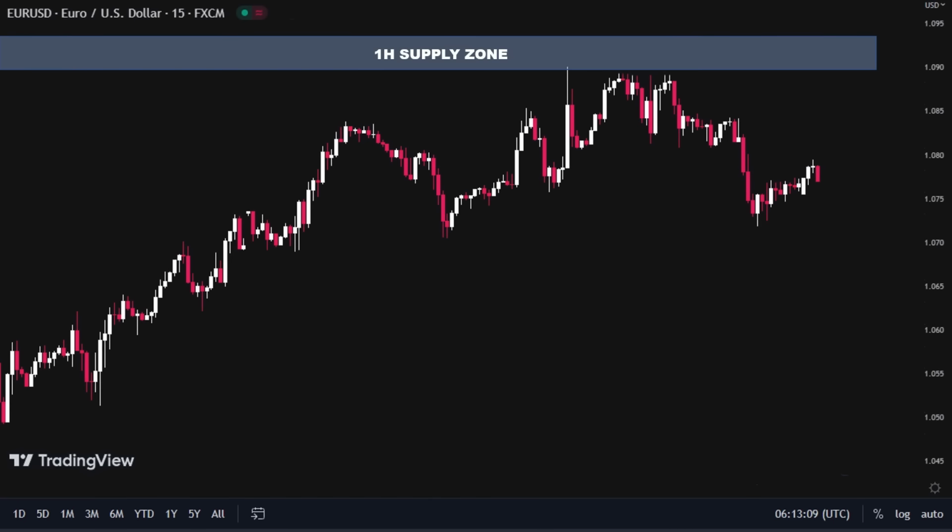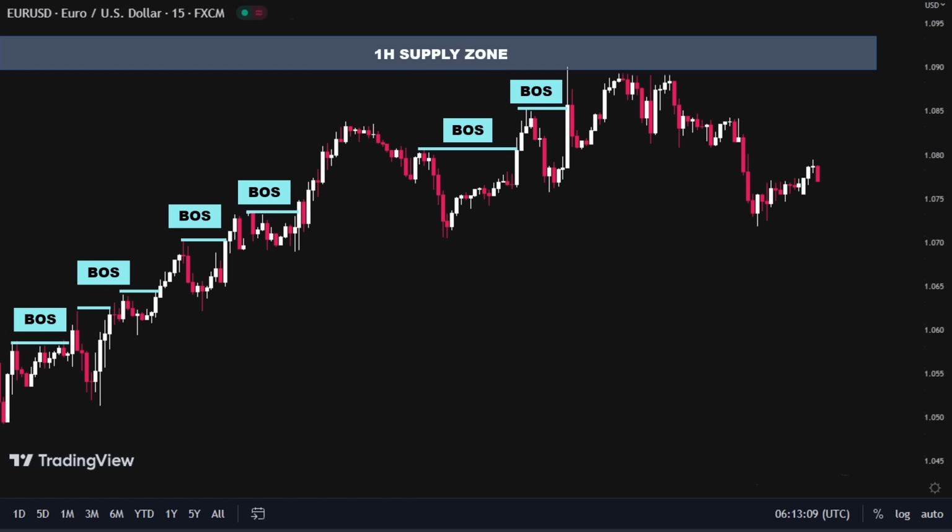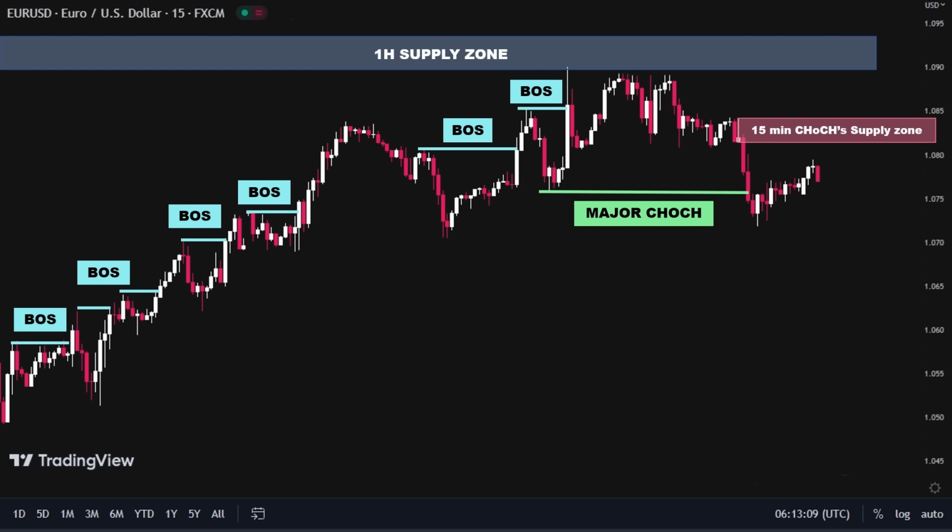So we have the 15-minute Euro-Dollar time frame on our chart. As you can see, price has created this series of BOSs to the upside, and after touching the higher time frame supply zone, it reversed to the downside and created this major change of character by breaking this structure to the downside. Next, we should draw the supply zone created by Chalk's wave. So, we have our confirmation on the higher time frame.